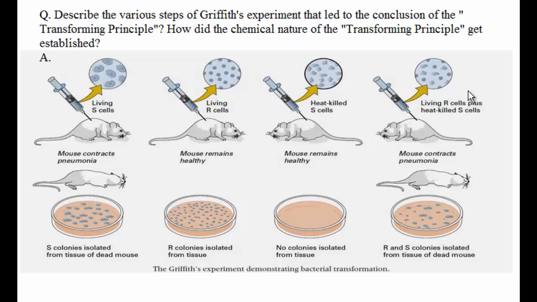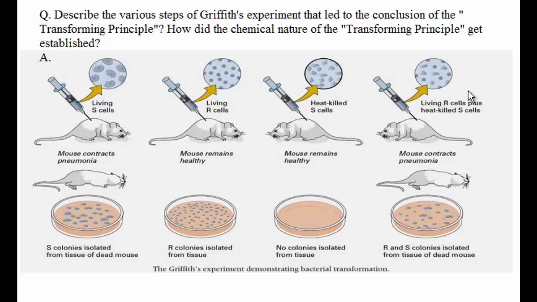So there are steps that are involved in this transformation principle. We will see them one by one. The first step: Griffith conducted his experiments on Diplococcus pneumoniae that causes pneumonia in mice. As you can see in the figure, he injected S-type living bacteria into mice and they died due to pneumonia. Then he injected live non-virulent bacteria, that is R cells, into mice and they did not suffer from pneumonia.